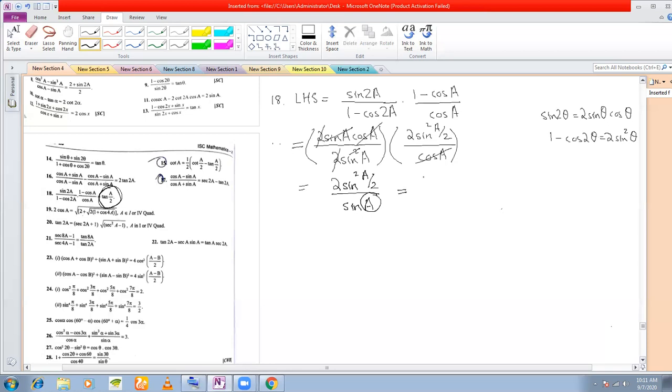Yes, so what you do here is you keep this 2 sine square a by 2 in the numerator as it is, and in the denominator you write sine a as 2 sine a by 2 cos a by 2. Okay, so this 2 and this 2 again now cancel. Sine a by 2, one sine cancels from the numerator. You are simply left with sine a by 2 by cos a by 2, which is your tan a by 2, which is equal to your right hand side.